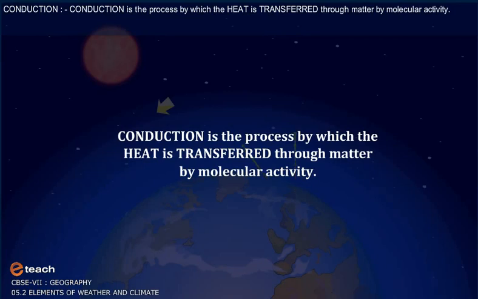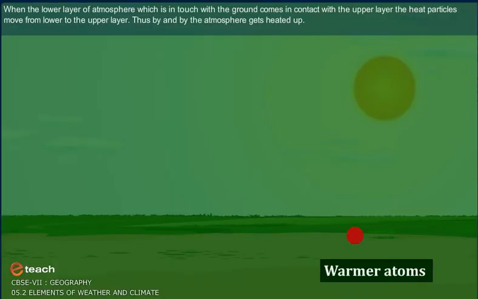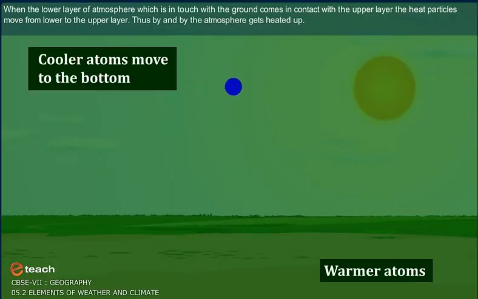Conduction. Conduction is the process by which heat is transferred through matter by molecular activity. When the lower layer of the atmosphere, which is in touch with the ground, comes in contact with the upper layer, the heat particles move from the lower to the upper layer. Thus, by and by, the atmosphere gets heated up.